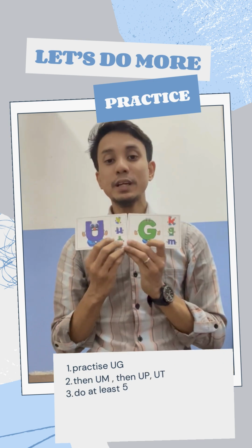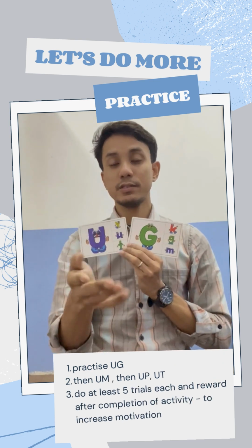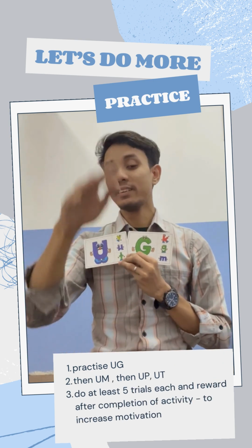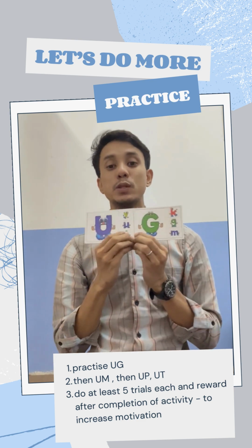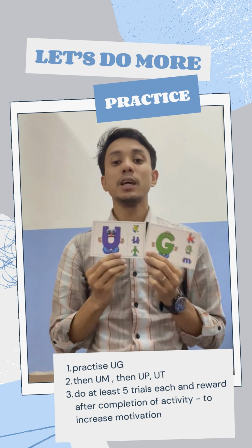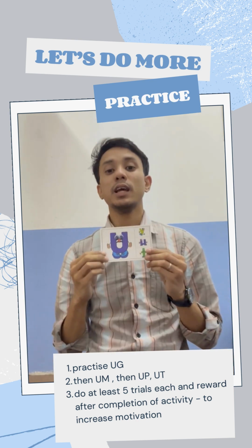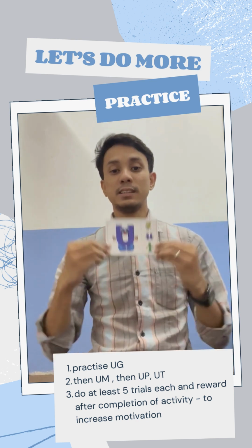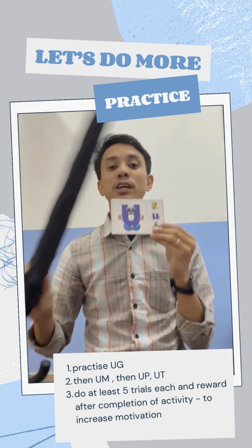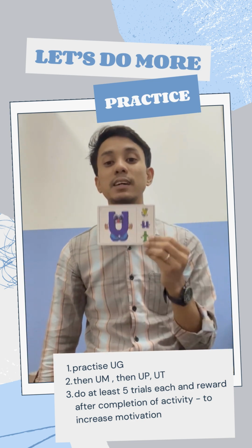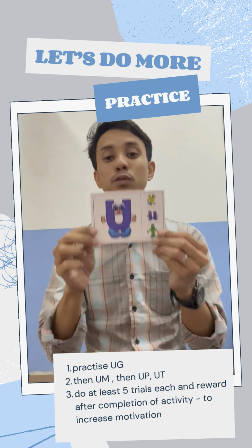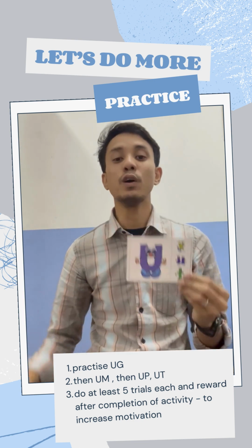Okay, prepare like this. You let your children sit or stand in front of you, and then you sing with him or her. You close this one first, and then you say, U for uncle, U for umbrella, U for uncle, U for umbrella.